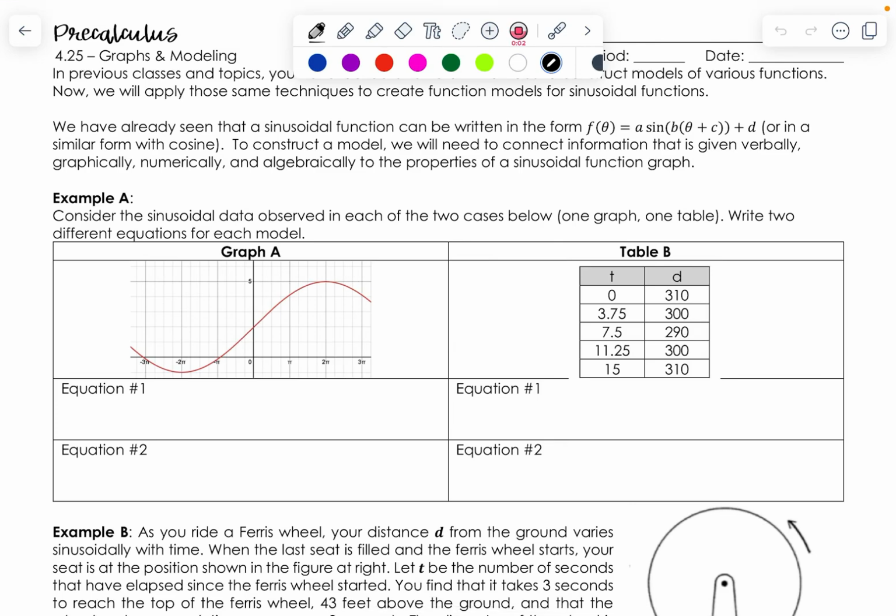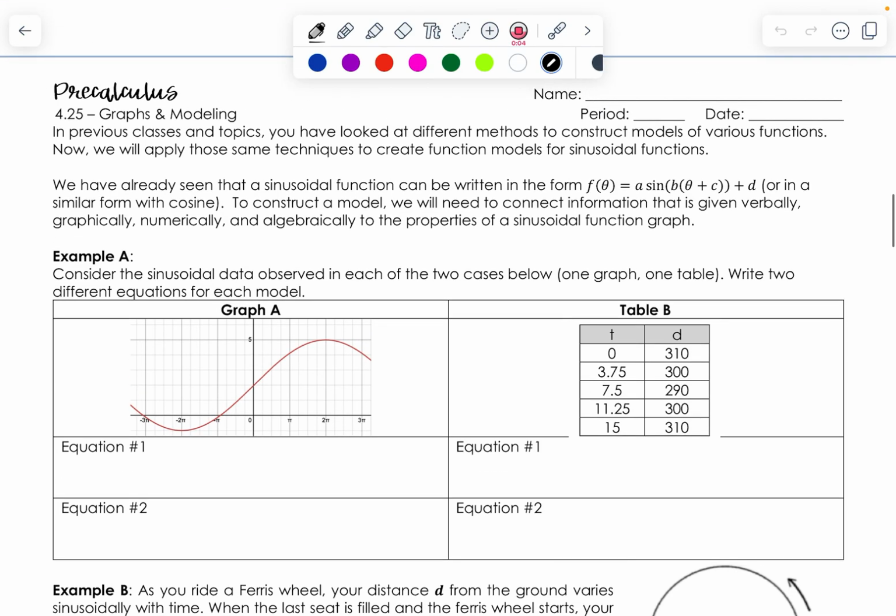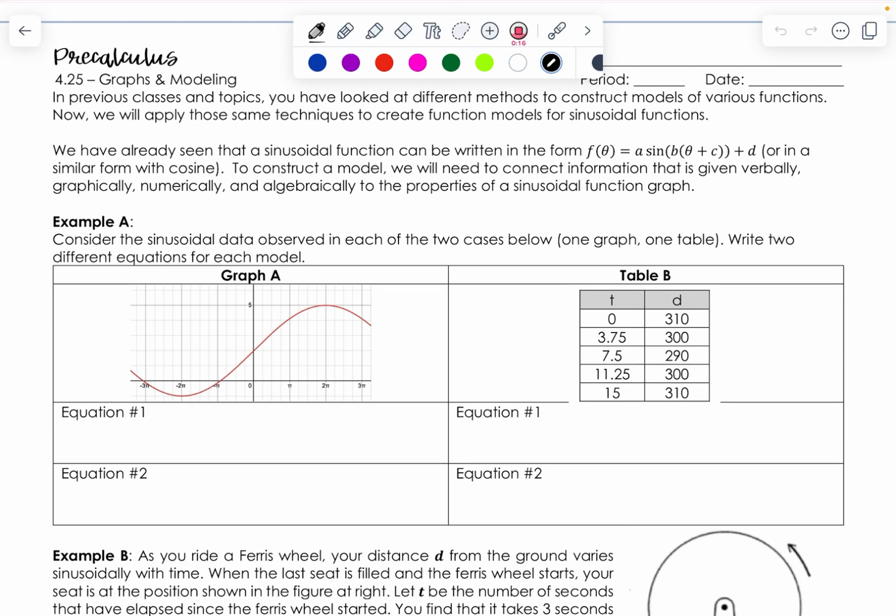All right, so now 4.25, we are going to be looking at modeling for our trig equations. So let's look at the general form. F of theta is A times sine B times the quantity theta plus C, plus D. You can think of the theta as like X or T. So in example A, I have a graph, okay? Graph A.